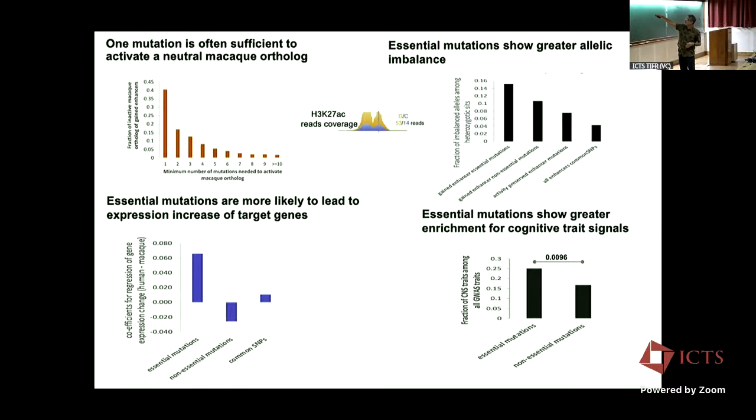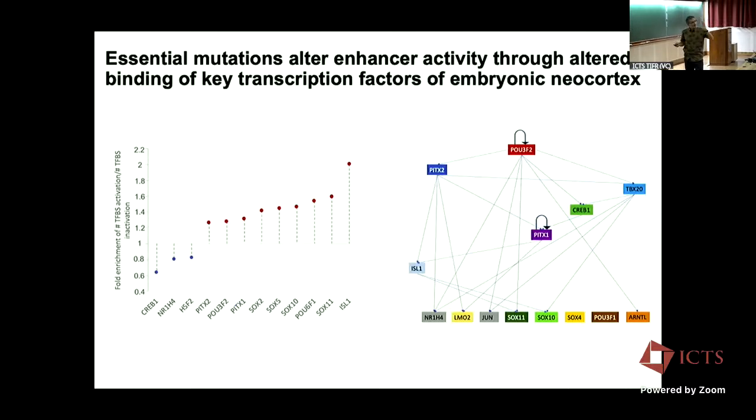Essential mutations show greater enrichment of cognitive trait signals, the one I showed before. So whatever I did before, these things are even more along the same line. So they're more enriched for all these things. And then I come to this transcription factor business. So what are these essential mutations disrupting, right? So we do our standard motif analysis, like which motif is being disrupted at these sites specifically. And these are the guys. So all these are increased activity, all these are decreased activity.